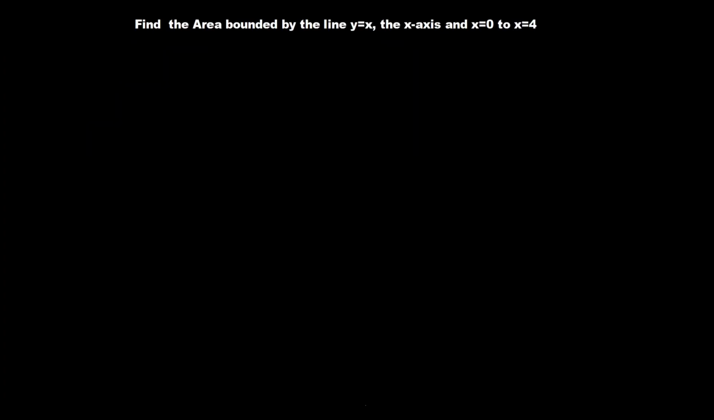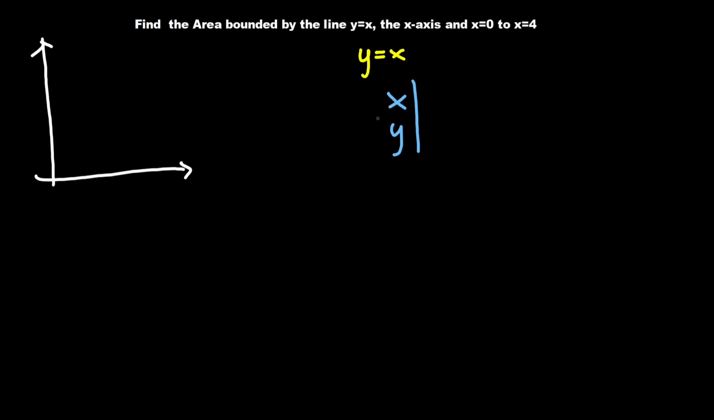Let's start with this first example. Find the area bounded by the line y equal x and x equal 0 to x equal 4, and also bounded by the x-axis. So what we're going to do here first is to plot and graph first. If you don't know how to graph something like this, just use x and y table method. Substitute random values for x in order to get the values of y.